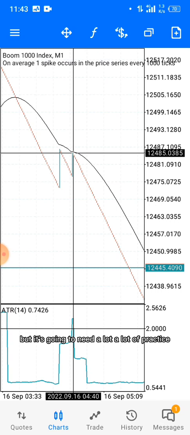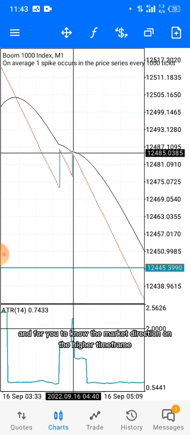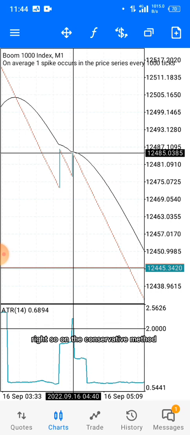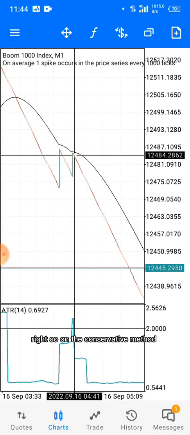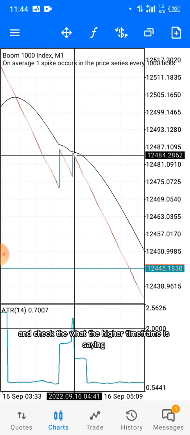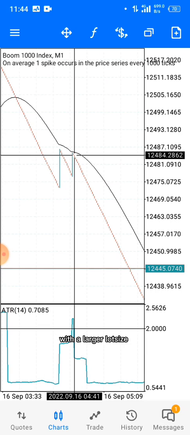But it's going to need a lot of practice, and for you to know the market direction on the higher time frame. To hold the trade longer on the conservative method, you do multiple time frame analysis and check what the higher time frame is. Say it is confirming that it's in a downtrend for a long time, you can hold your trade for even 10 to 15 minutes, with a larger lot size, and there's going to be a lot of money.